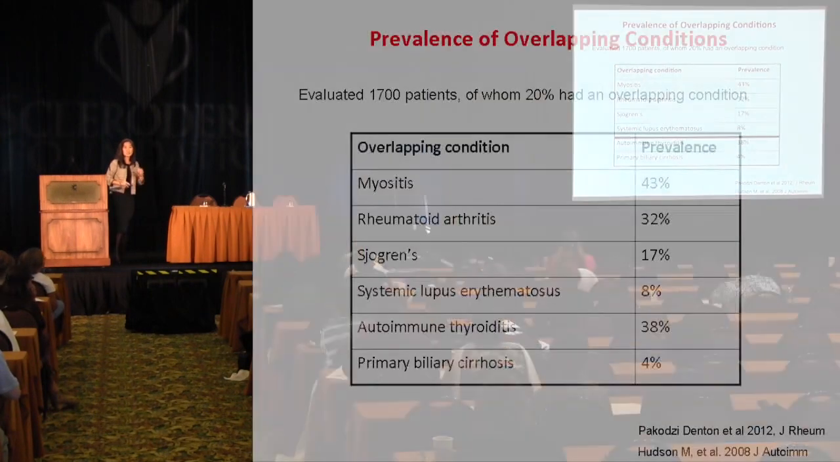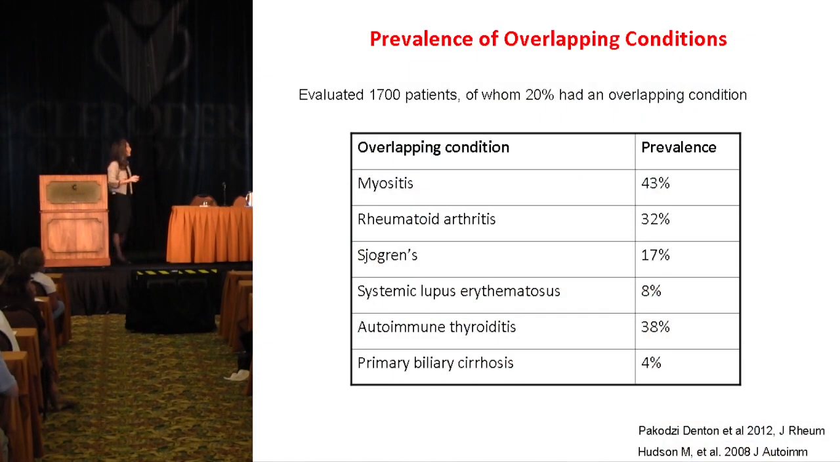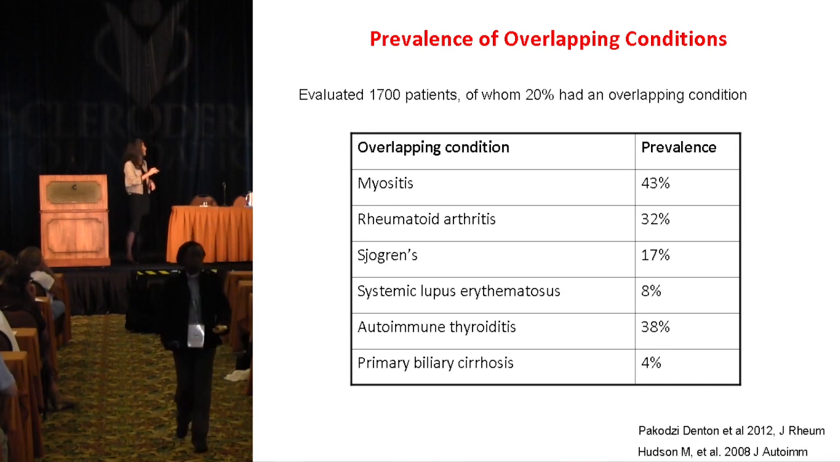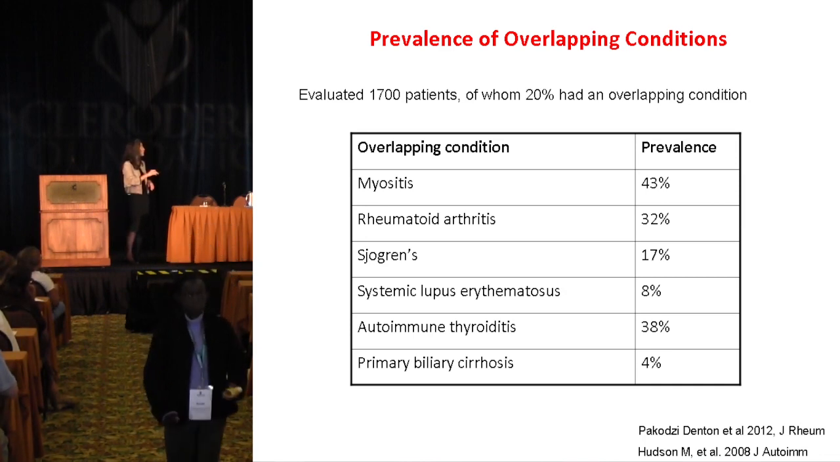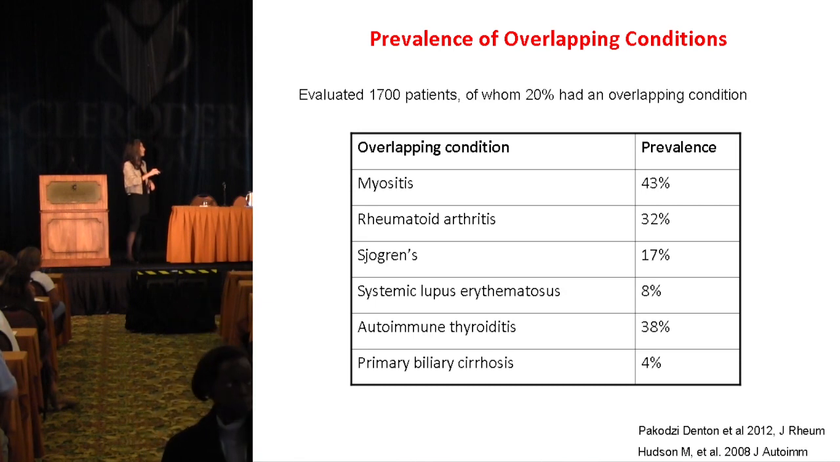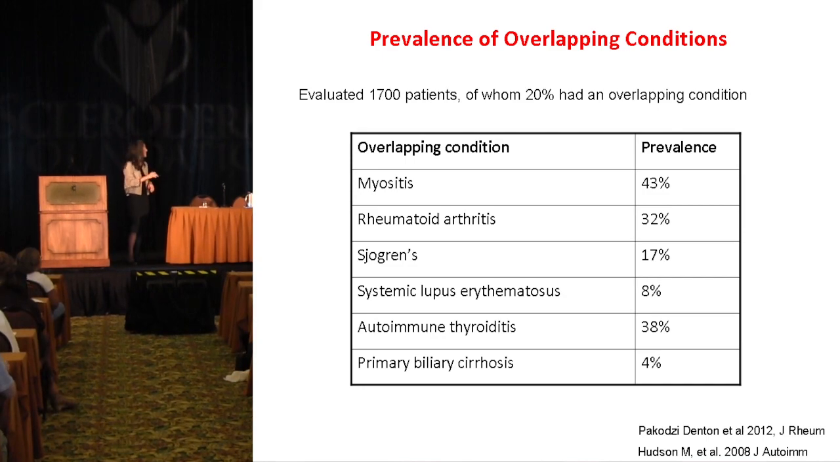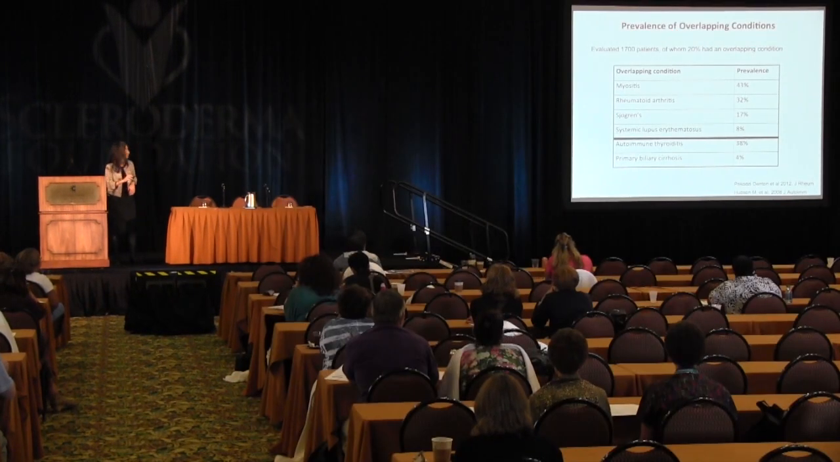There was a nice study that Chris Denton's group did in England where he characterized 1,700 patients in their registry. They've got a huge number of scleroderma patients. And they went back and looked to see how many of these people met criteria for an overlapping condition. And it turns out 20% of them had some overlapping condition out of the 1,700 patients. And of those, these 4 were the top ones: myositis, rheumatoid arthritis, Sjogren's, and lupus. Lupus was only 8%, myositis being about 43%. In addition, this was the prevalence they found of thyroid disease and primary biliary cirrhosis.